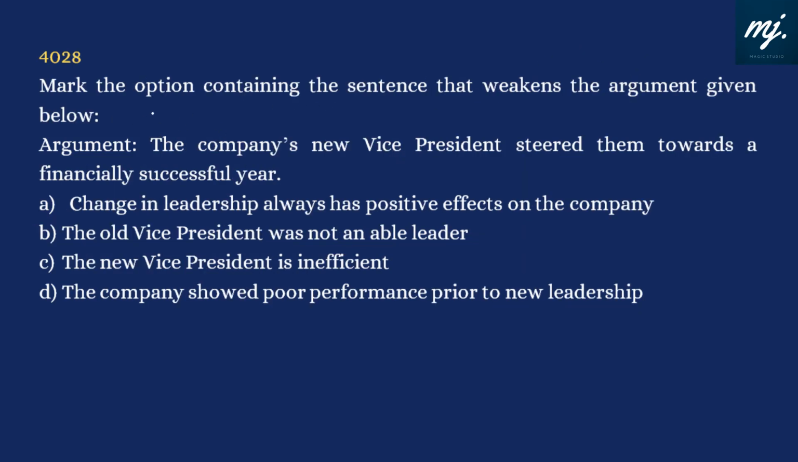Now the next is mark the option containing the sentence that weakens. That means that goes against the argument. The company's new vice president steered them towards a financially successful year. This is a statement by someone who is giving positive vibes about the new president. We are looking out for that argument which is given by a negative person who hates this vice president. I think that would be the sentence which weakens the argument.